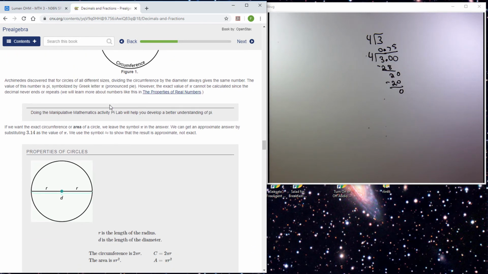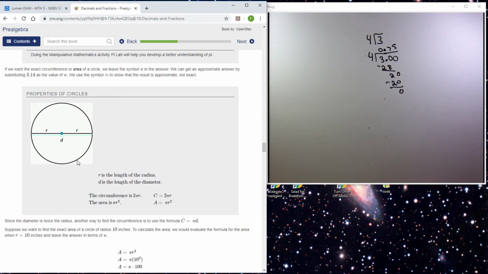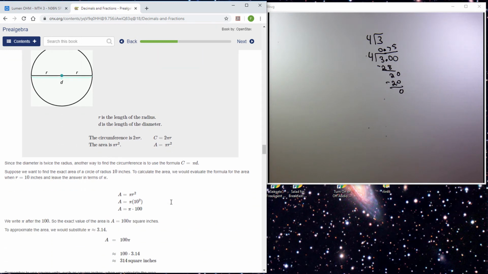Okay. So now we look at properties of a circle here. r is the length of the radius, d is the diameter. So you can see here that the diameter is equal to twice the radius. So the circumference formula here is 2 times pi times r. The circumference is simply 2 times pi times r. And the area of a circle is pi r squared. And there's another formula for circumference here. It's equal to pi times the diameter.